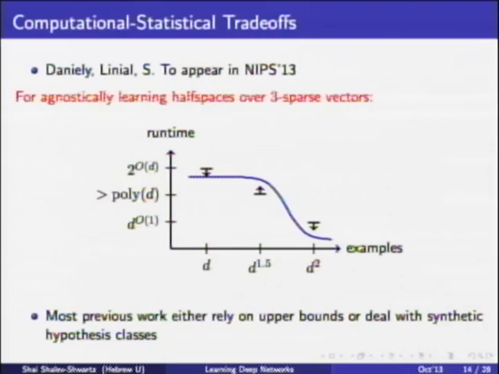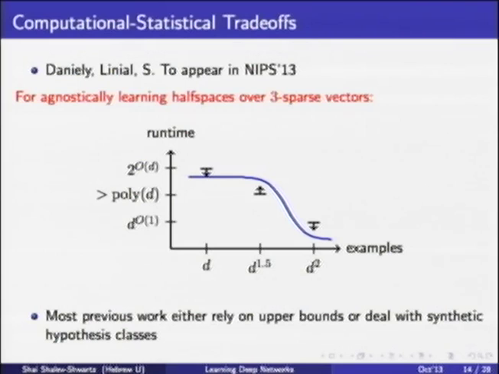I will just mention another corollary of these new hardness results for problems of establishing computational statistical trade-offs. This is probably something that you heard here before, maybe in one of Mike's talks. In an upcoming NIPS paper, we show that for the problem of agnostically learning half spaces over three sparse vectors, you have the following picture.